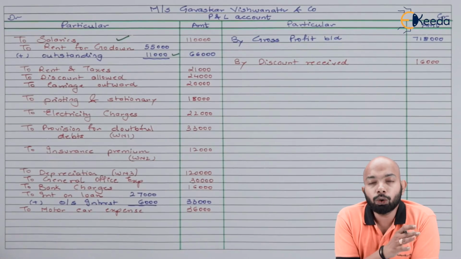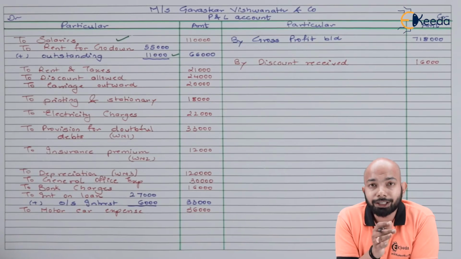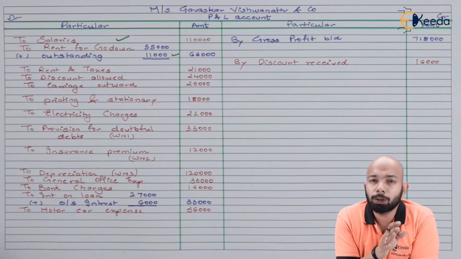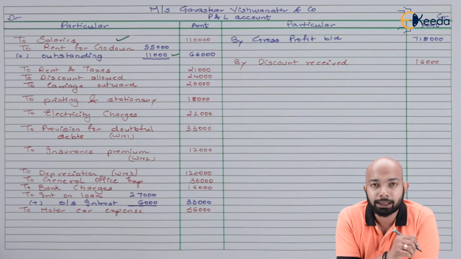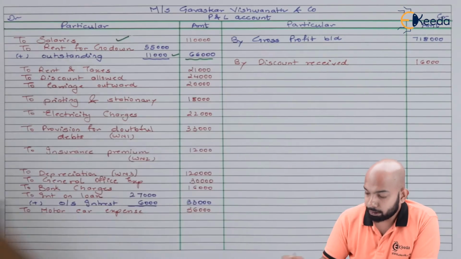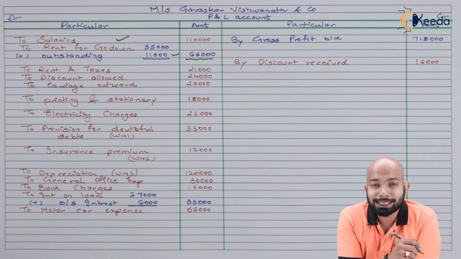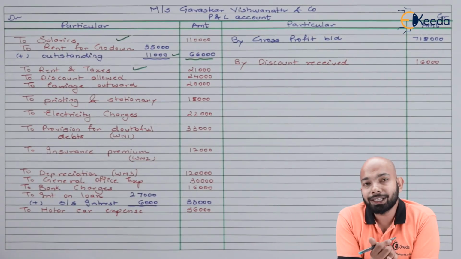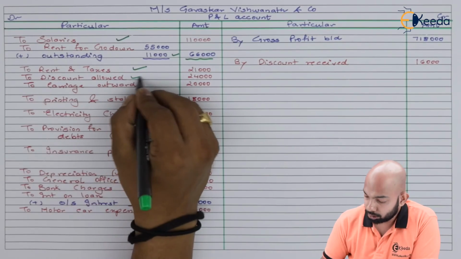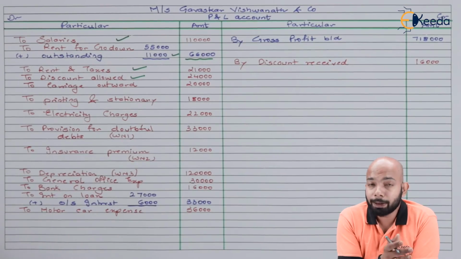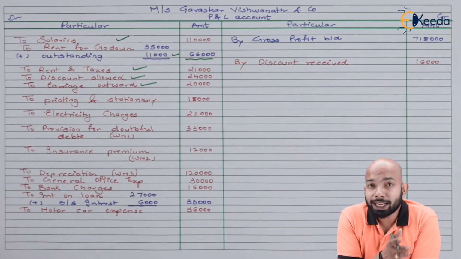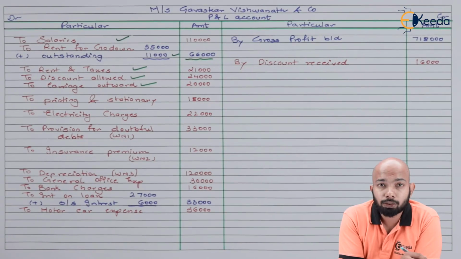So, total rent on godown has been taken only for 10 months as mentioned in the question. So, per month will be 5,500. If 2 months is outstanding, that means 5,500 multiplied by 2 will be somewhere around 11,000, which has to be added. So, the total amount of rent comes to 66,000. Rent and taxes has been mentioned as it is, 21,000. Discount allowed has been mentioned as 24,000. Carriage outward also has been taken into the profit and loss account, which is 20,000.